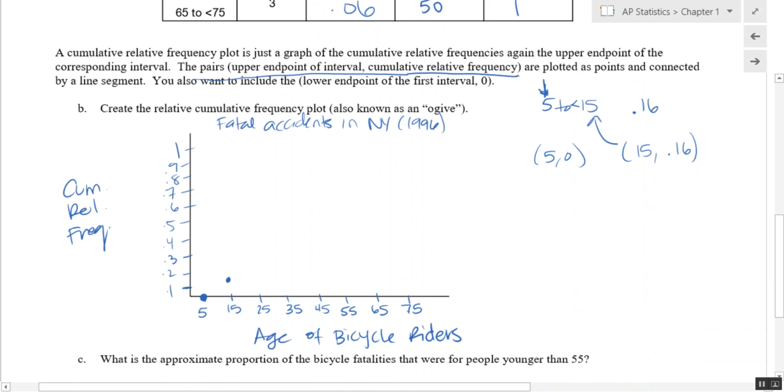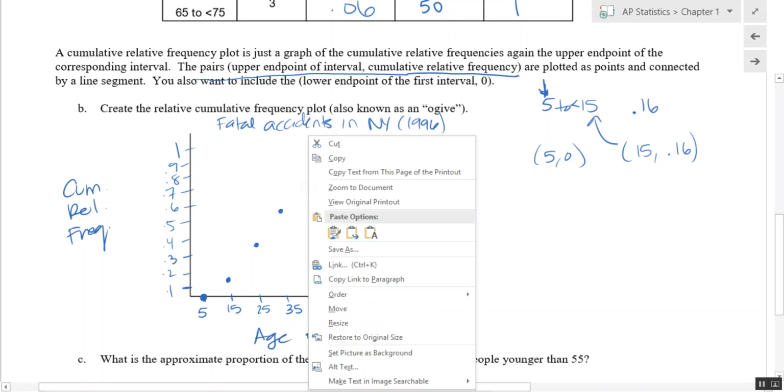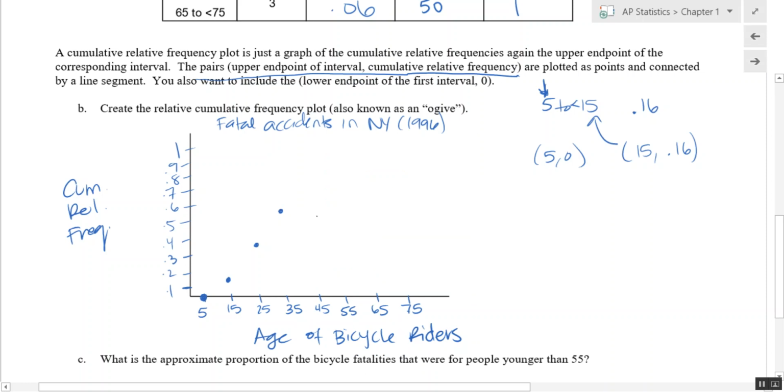Okay. So 25, 0.38, 35, 0.58, 45, 0.76. Push too hard. 55, 0.9, 65, 0.94, and then 75 is 1.